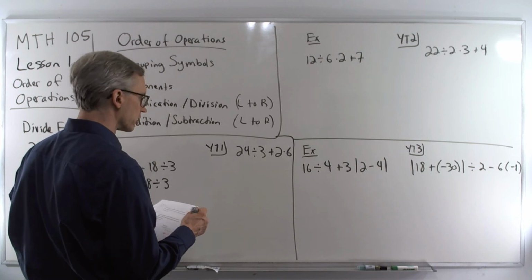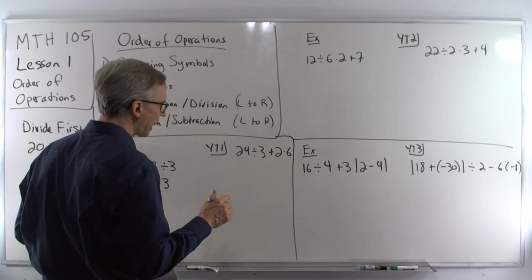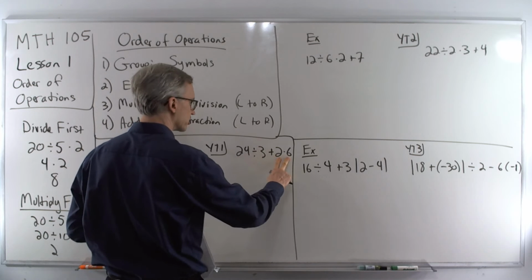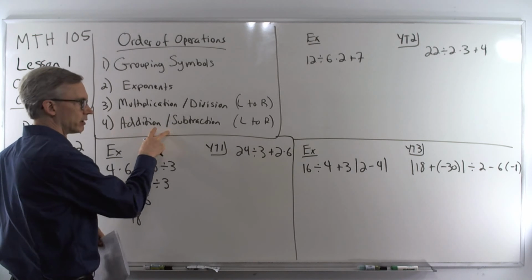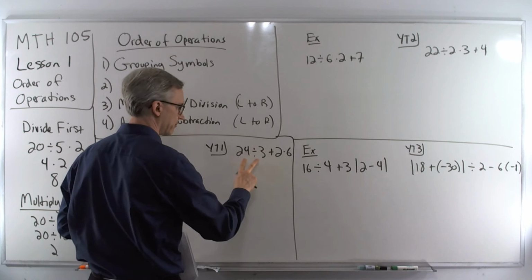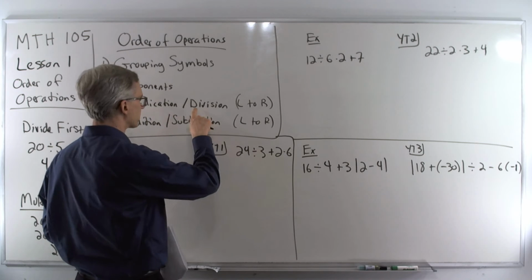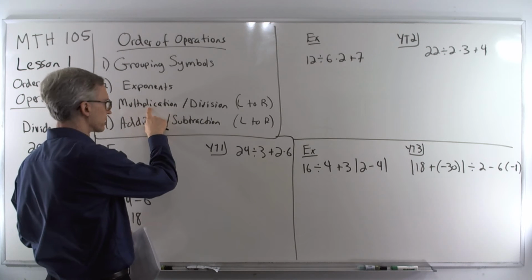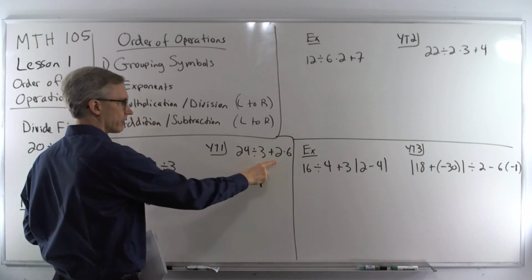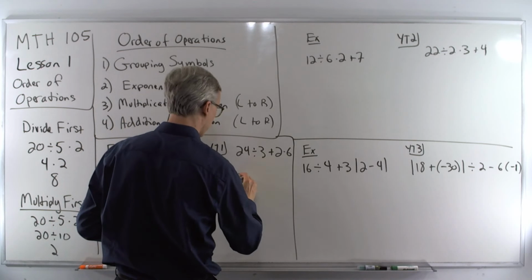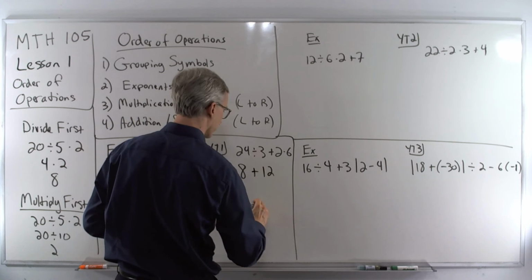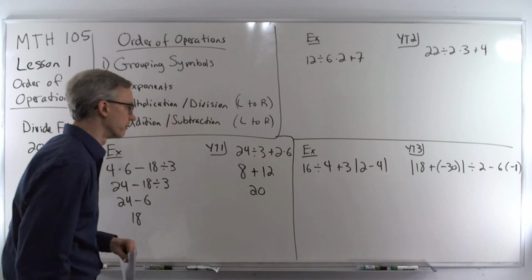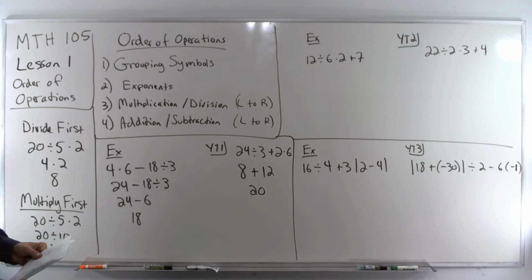Now for this one, I'm going to show you a little shortcut. If we have a couple of operations that are separated by something on a lower level, we can go ahead and do these at the same time. All right, we can do these level 3 operations if they're separated by a level 4. So I'm going to do 24 divided by 3, that is 8. 2 times 6, that's 12. Add them together and get 20. So that's a nice time saver, saves you a step.